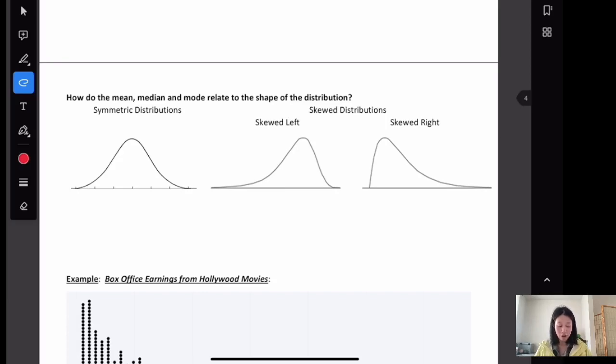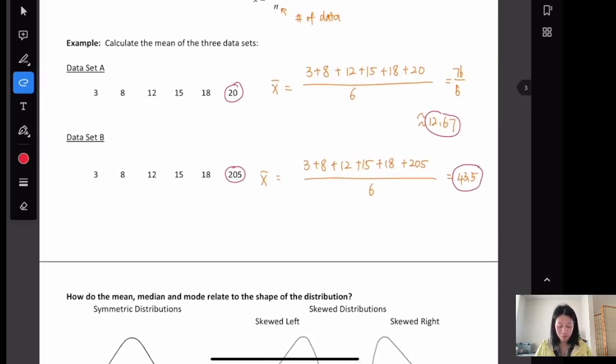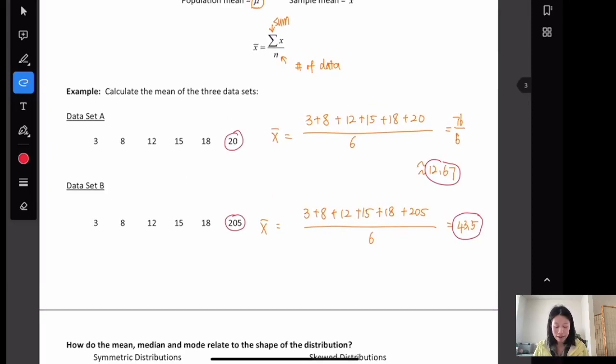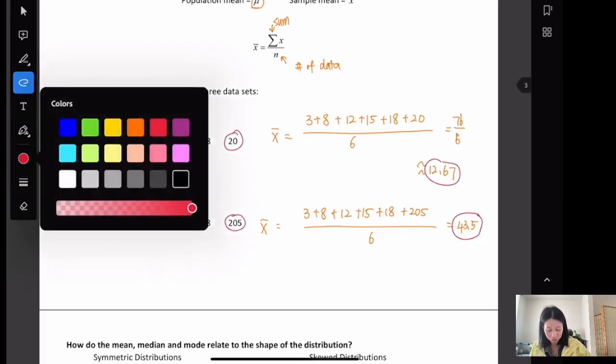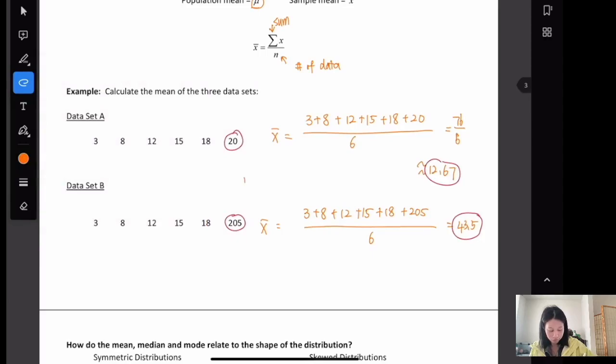Okay, now let's take a look at how mean, median, and mode relate to the shape of the distribution. Let's look back to our previous example. In this data set, we have 6 data. Our mean, which is the average, is equal to 12.65, and for the second one, our mean is equal to 14.5. Now, what about the median?